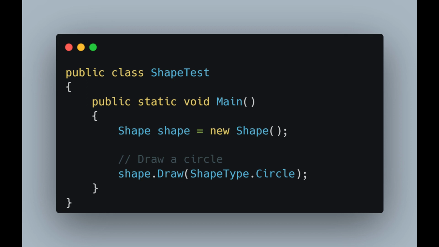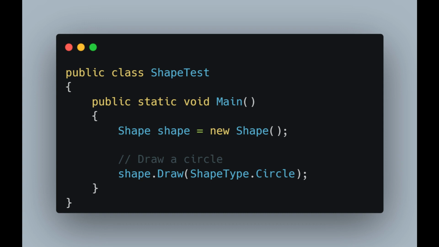For that, we need to create the instance of the Shape class, call the draw method, and pass the shape type circle to it. In the same way, we can draw other shapes. We just need to call the draw method and pass the shape type we want to draw. You might be thinking, that's okay, but what do you want to prove here?